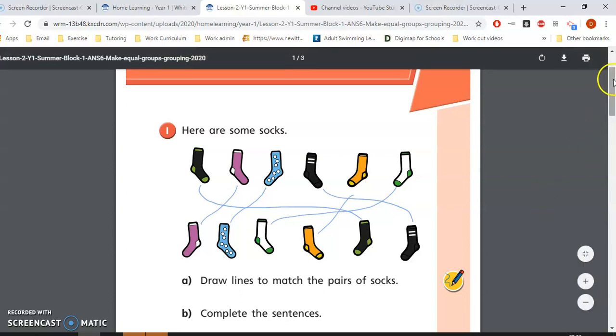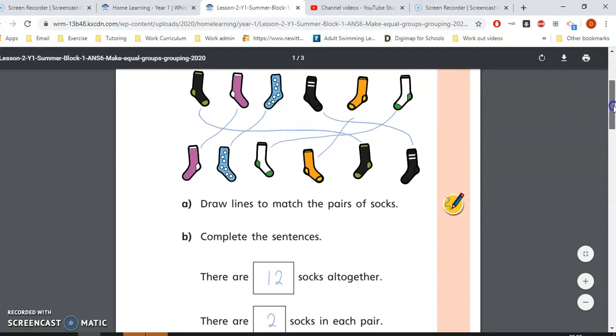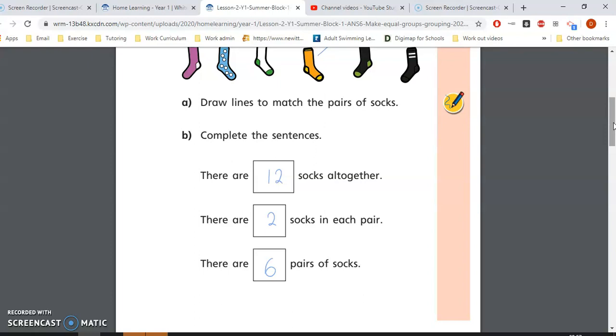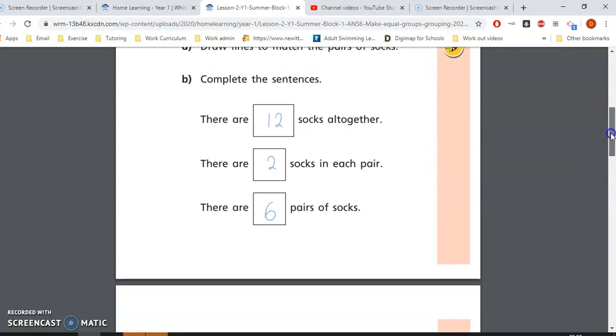So first of all, if you use what's on the screen and get a pencil and just tick any work that you've completed. So just check you've matched up the pairs properly. Pause if you need more time. It should be there were 12 socks altogether. There were 2 in each pair and 6 pairs of socks.